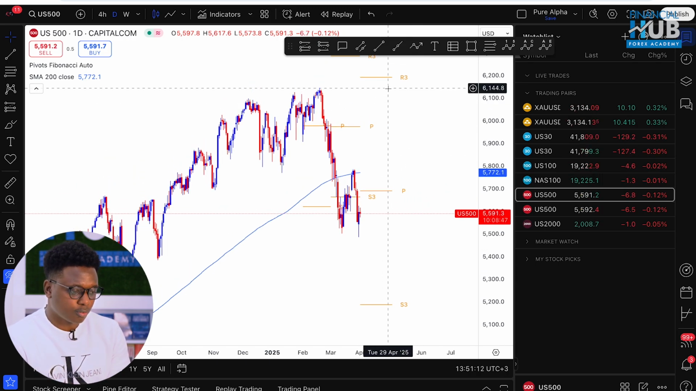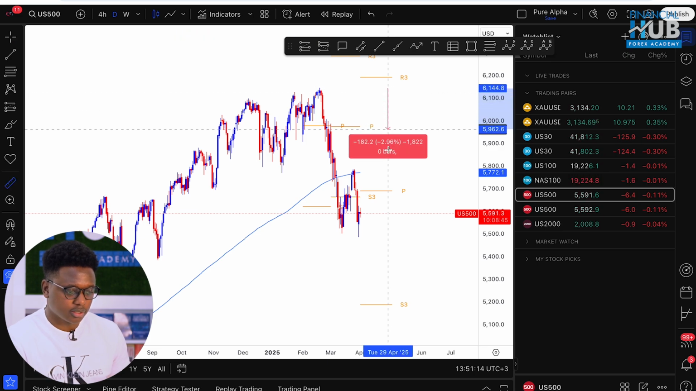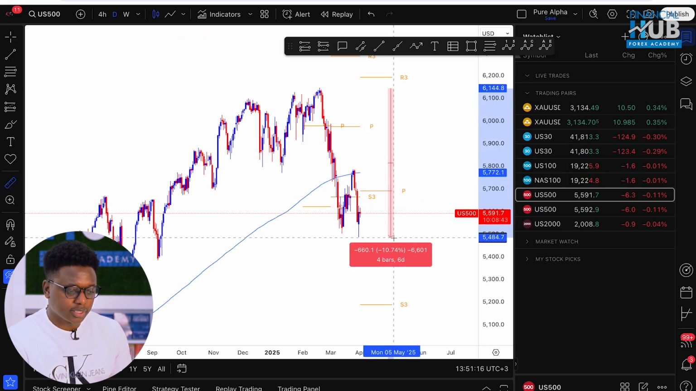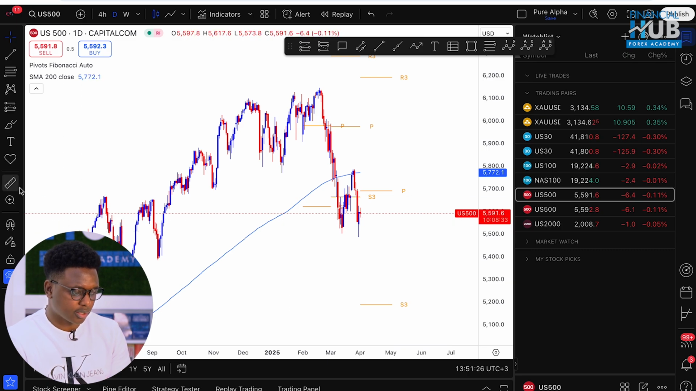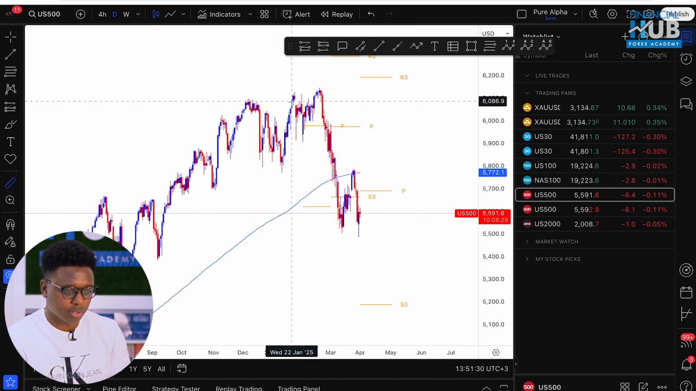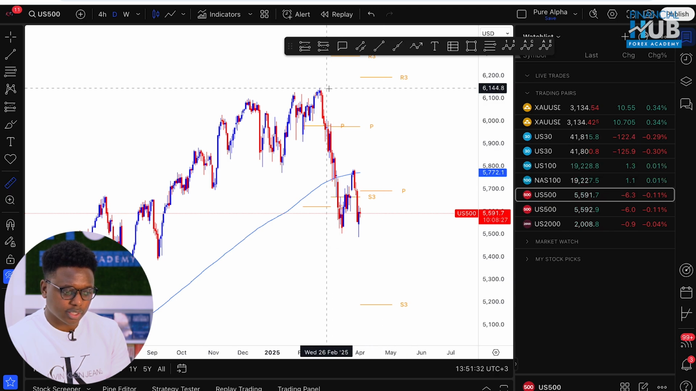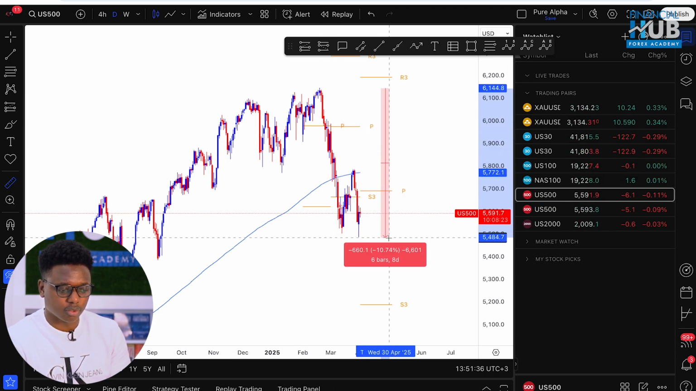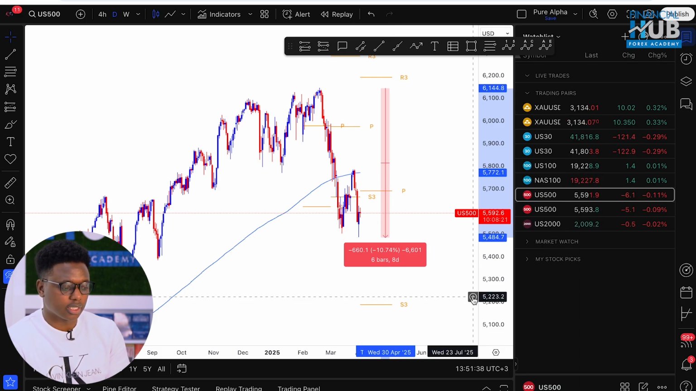If you're asking yourself what tool I am using to measure this, that's just a shortcut where you press shift, then you left click and move your mouse. But you can also come here. It's basically the measure tool. I can just click on it, click up here to find the top, and measure how far down it has gone. So that's basically the measure tool.